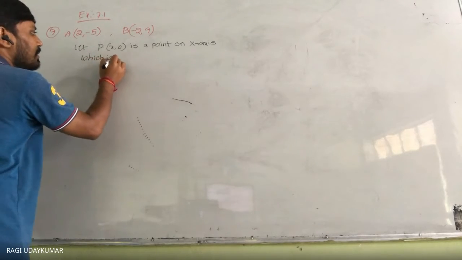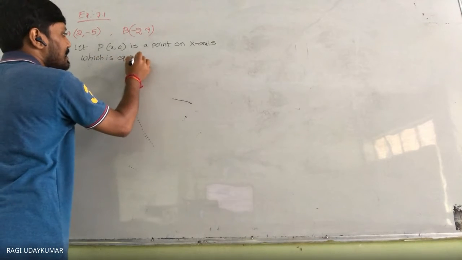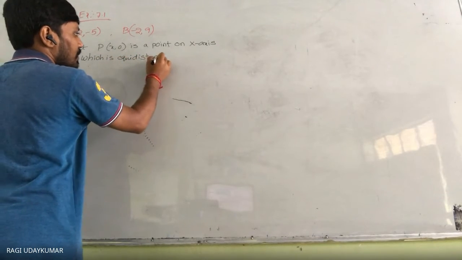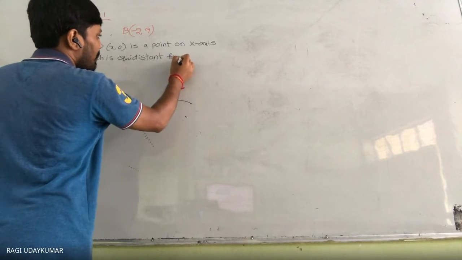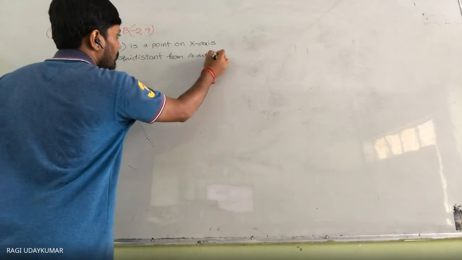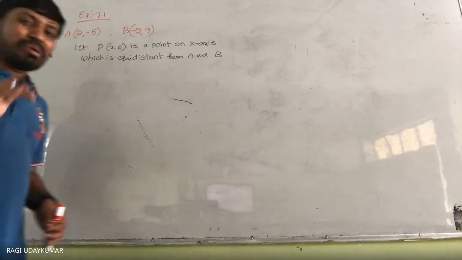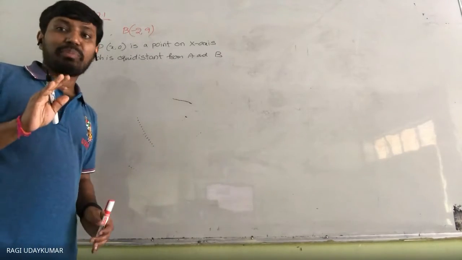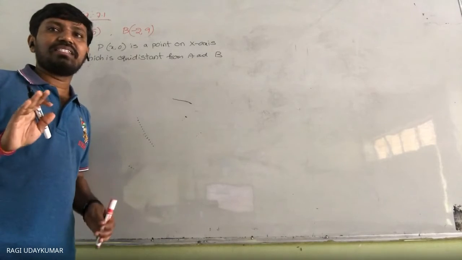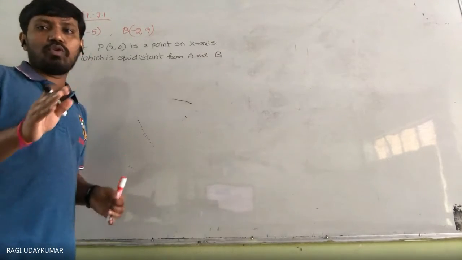Yes, sir. Which is equidistant from A and B. That is nothing but P, where is it? P is not a midpoint. Most of the students here will consider that P will be in the middle.